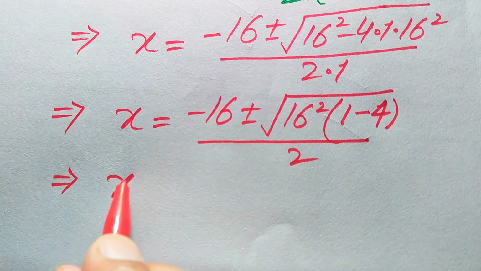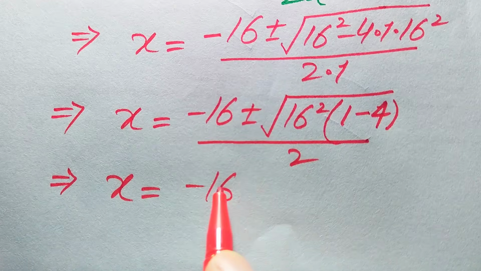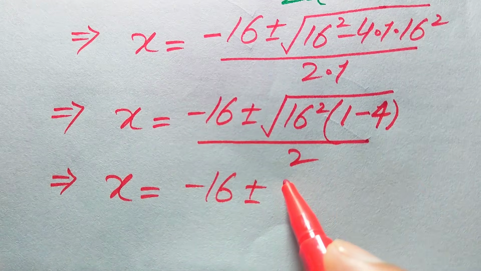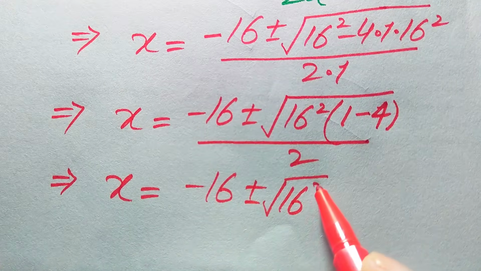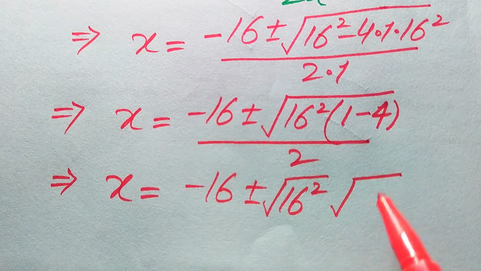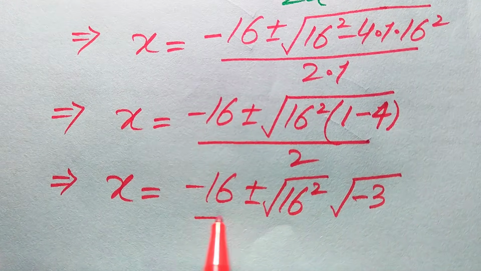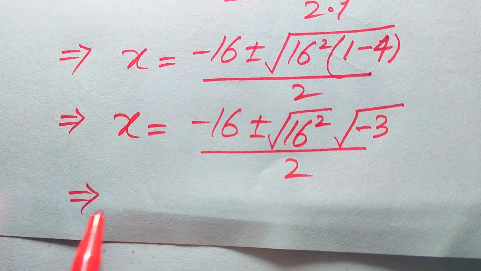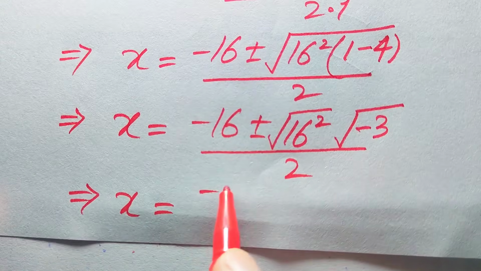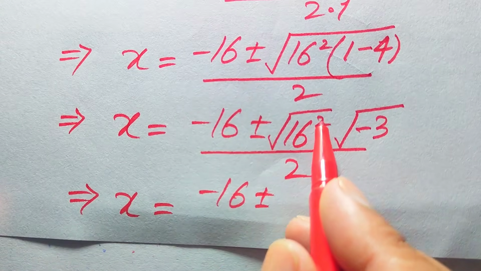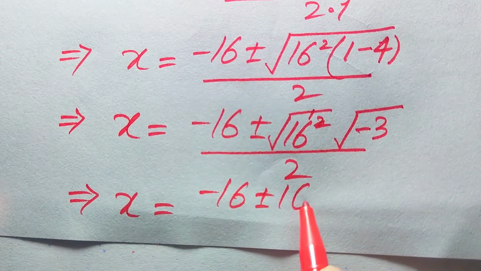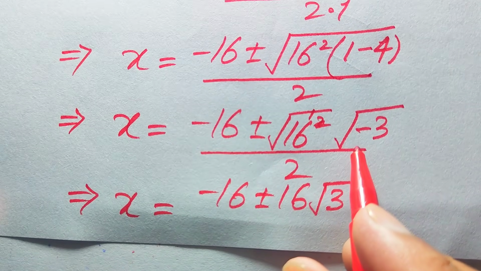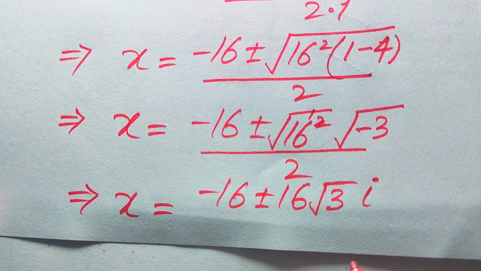And now in the next step we have x is equal to minus 16 plus minus, here we apply the square root separately on both values, and we get 16 square into square root of 1 minus 4, which becomes minus 3, and it is divided by 2. Further, in the next step, we have x is equal to minus 16 plus minus, this 2 and this square root are gone and we get 16. And here you see that when a negative sign appears inside the square root sign, this becomes iota.